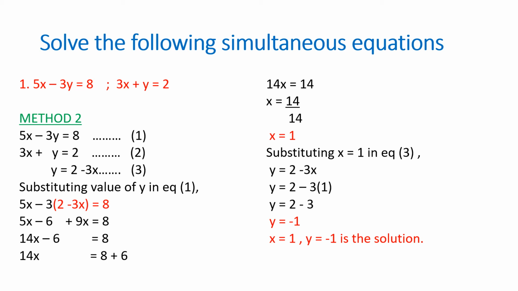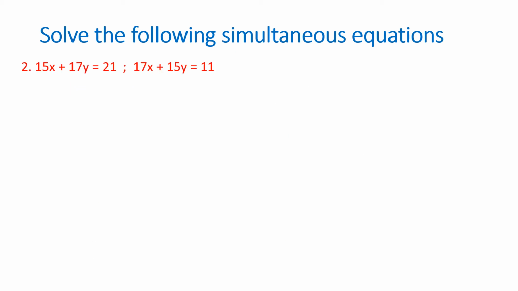So I hope both the methods are very clear to you. The previous one was the method of elimination by equating the coefficients, and this method was the method of substitution. Okay, so when we solve more examples now, children, this will become much clearer to you. Let us move towards one more example, which is slightly different.